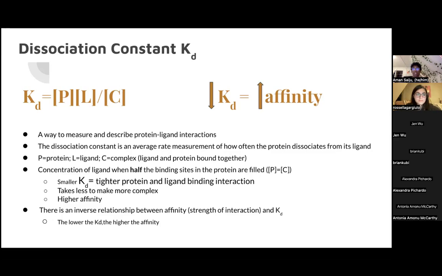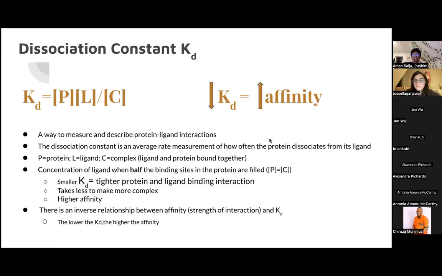Any questions about KD? So they're always opposite. Yes, KD and affinity are opposites, and a KD is a given value between one protein and one ligand, right? So the KD is like the KD for protein A to ligand A. No matter how much protein you have, no matter how much ligand you have, the KD is a constant value that represents the affinity.